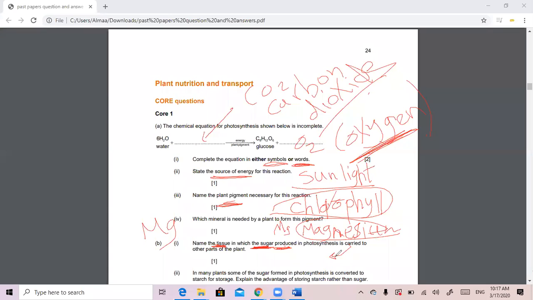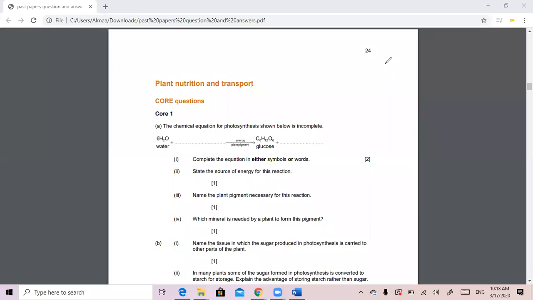Phloem, thanks. Phloem will transfer the sugar to other parts of the plant. But there is a difference in this question between the tissue where it is produced and the tissue it is carried to. The carrying tissue, thanks, that's phloem. But where it is produced is the mesophyll tissue. Okay? Another question? Thanks a lot. Thank you, Yahya. Your voice is clear, Yahya, okay? Now let's go to another question.